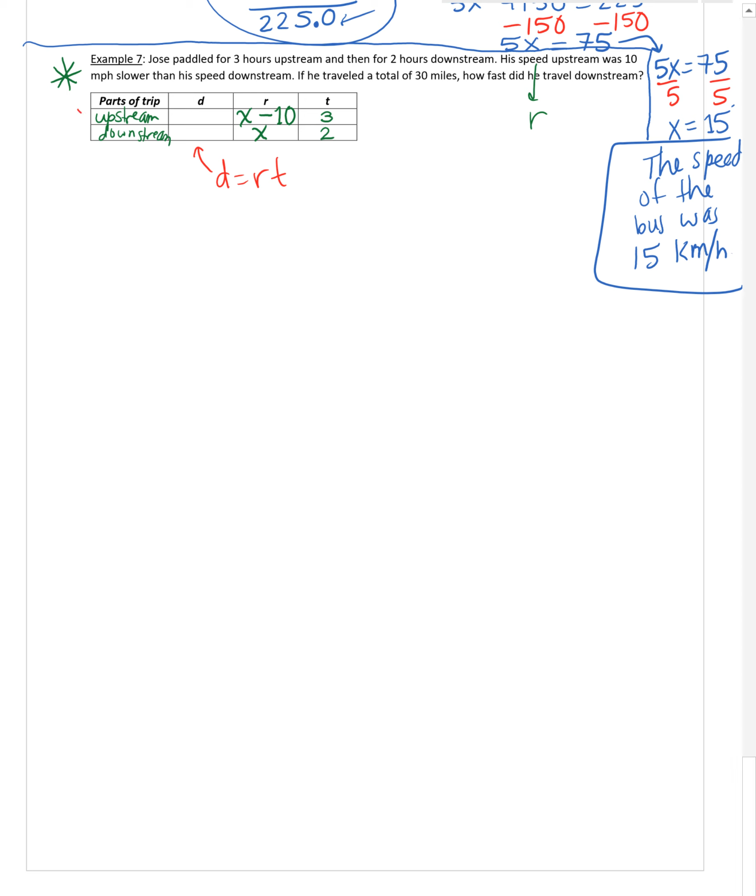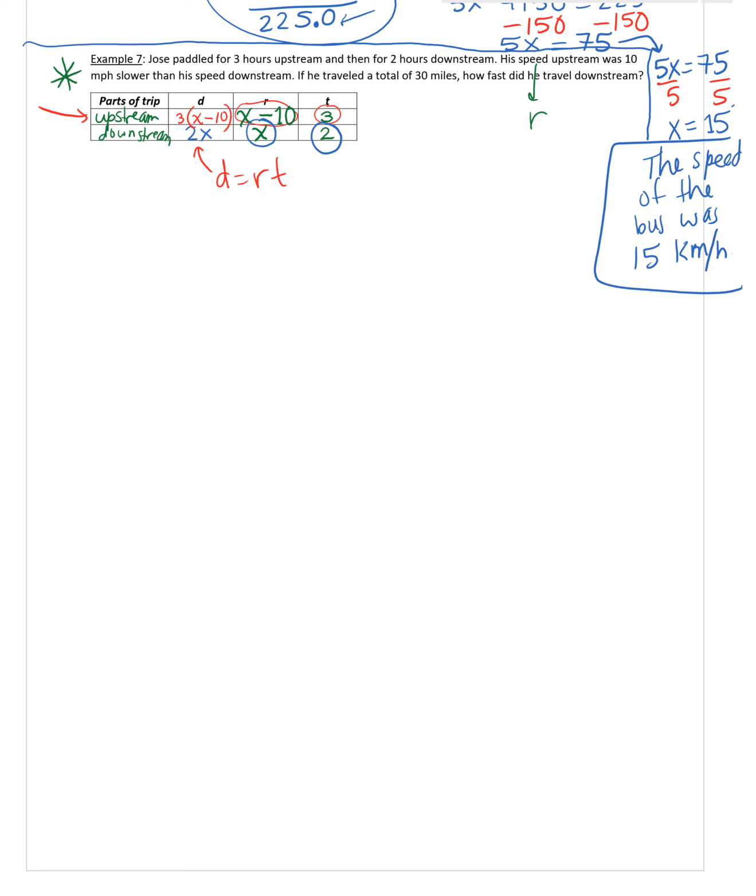If I focus on upstream, his distance upstream is the rate upstream, which was x minus 10, times the time. So his distance was 3 times (x minus 10). There it is. And then similarly for the downstream, his distance is his rate, which was x, times his time, which was 2. So x times 2 or 2 times x, whichever one you want to think of. That's his distance downstream. Okay, this is going a lot smoother than the last one, huh? Because we're getting a little more comfortable with it.